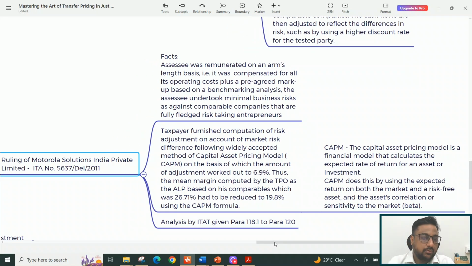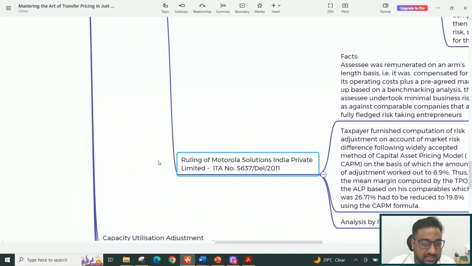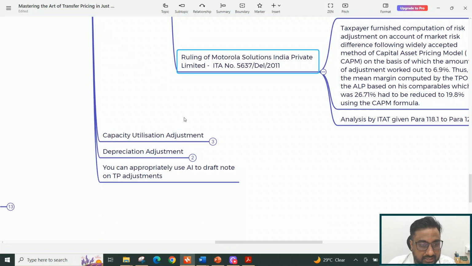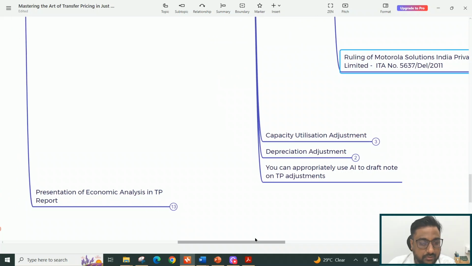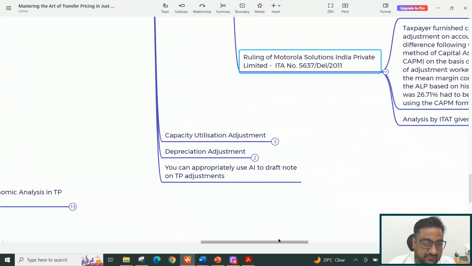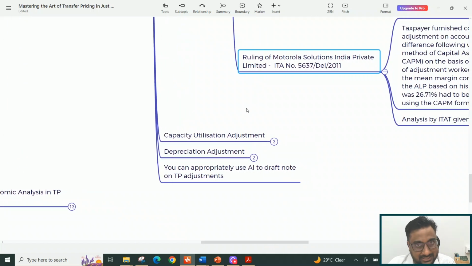Now that is what the entire thing is all about: risk adjustment. I hope this clarifies. I'll catch you in the next video where I'm going to explain the other adjustments also, and then we'll go ahead and understand the preparation of economic analysis and the TP report. But before that, we'll understand these two adjustments in the next video. I'll catch you in the next video. Thank you.